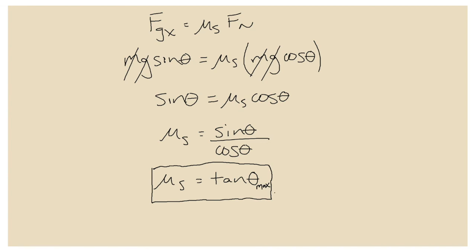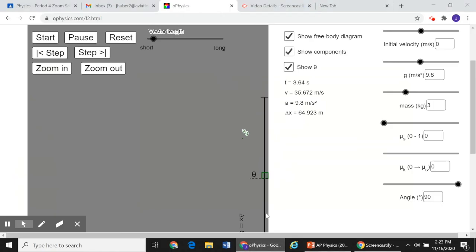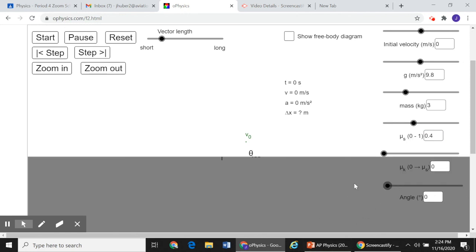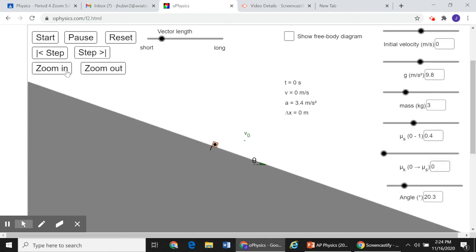So let's take a look at how that works. Going back to the simulator here, let's just pick a random number for the coefficient of static friction. Let's pick 0.3. Let's pick 0.4. If we're picking 0.4 for the coefficient of static friction, let's see what that equation says for us.